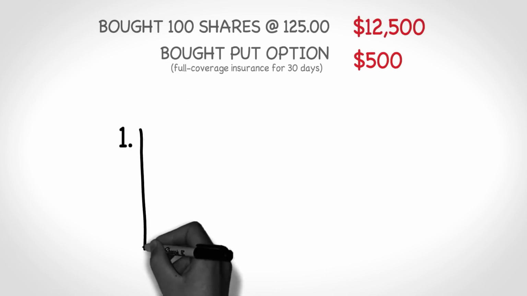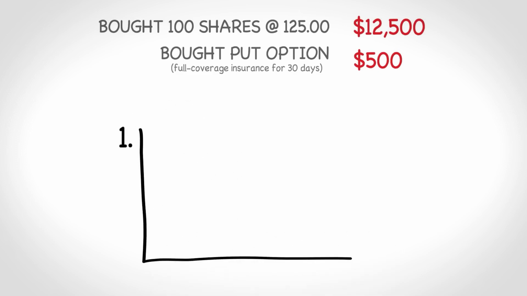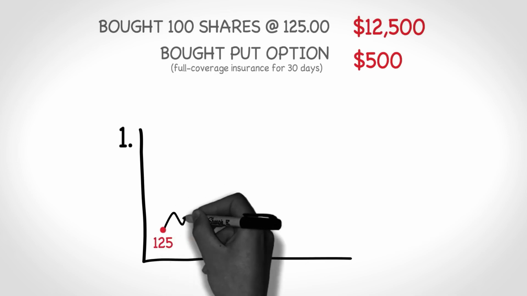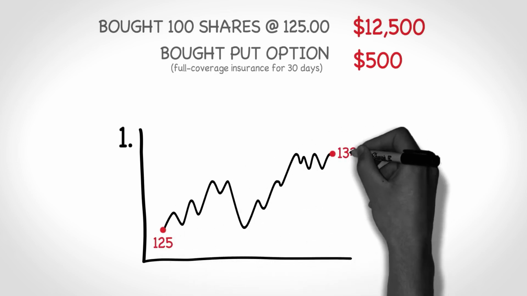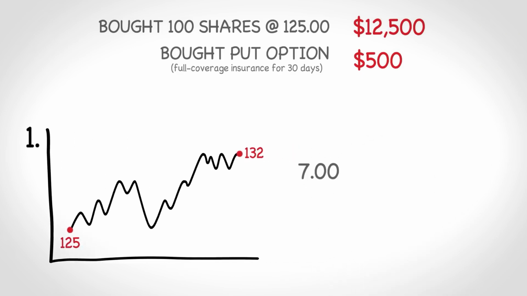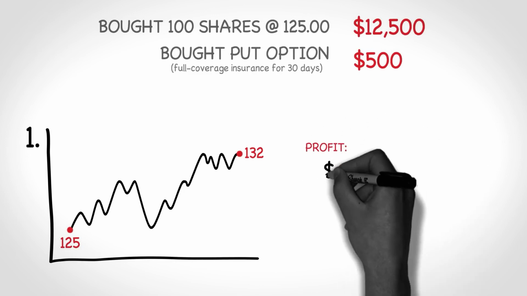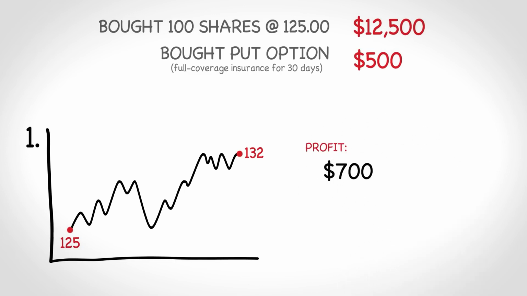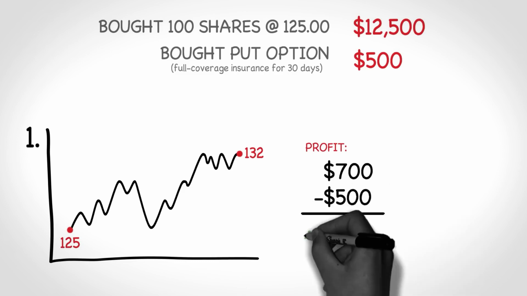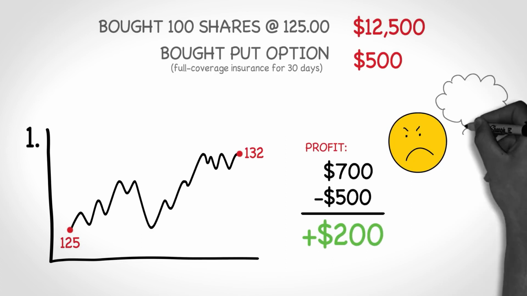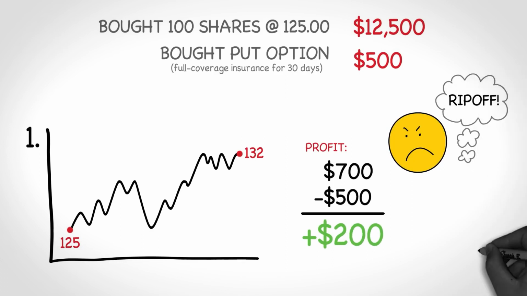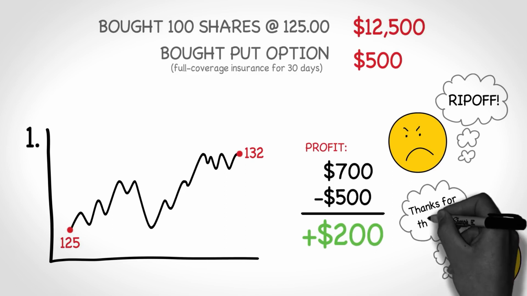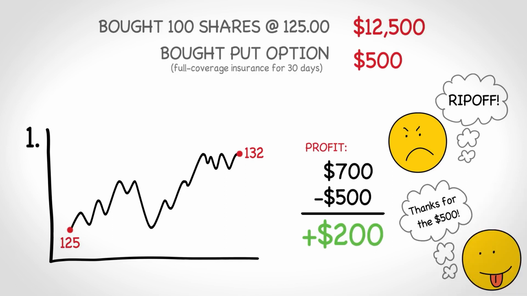In the first scenario, after you buy the stock and the put option, the stock price goes from $125 per share up to $132 per share. So you made $7 per share on 100 shares of stock. That totals to a profit of $700 on the stock that you own. But remember, you also paid $500 for an option contract that now has no value to you. So your net profit is only $200. At this point, you're probably saying, what a ripoff. And the person who sold you the option is saying, thanks for the easy money, because they got to keep the $500 that you paid them.